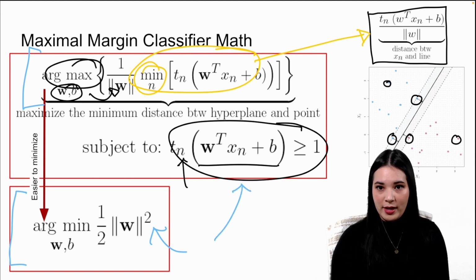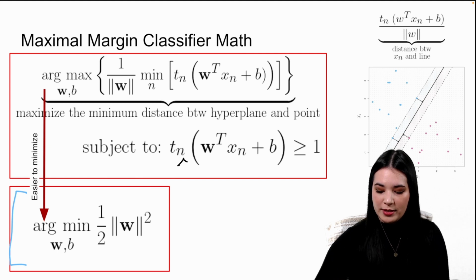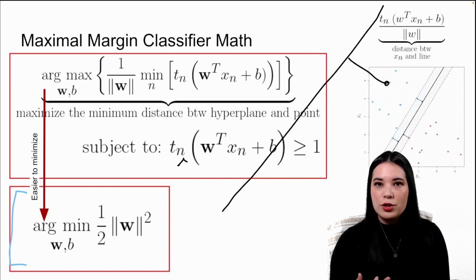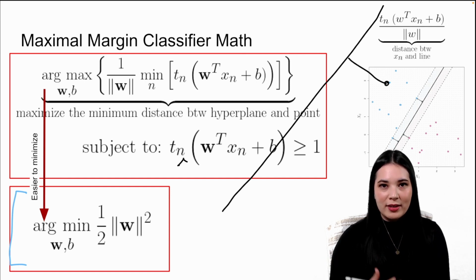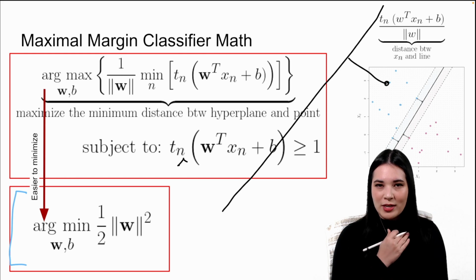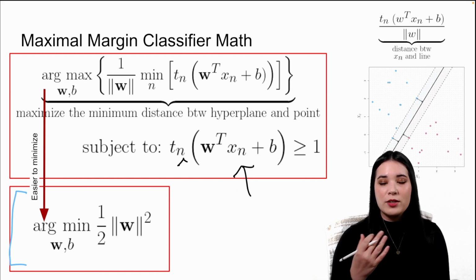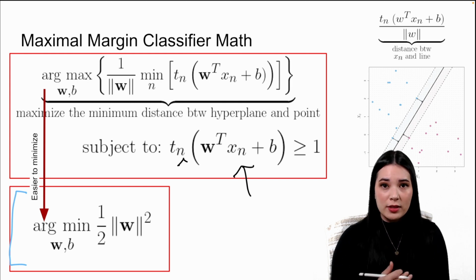This constraint is important because we could choose a line that's like off the graph right here, and the distance between this line and the closest data point is huge. But this is also a really bad classifier. Remember, we want this hyperplane to divide our two groups of data points, and this one completely fails at that. By enforcing this constraint, we ensure that our hyperplane actually will divide our positive cases from our negative cases.